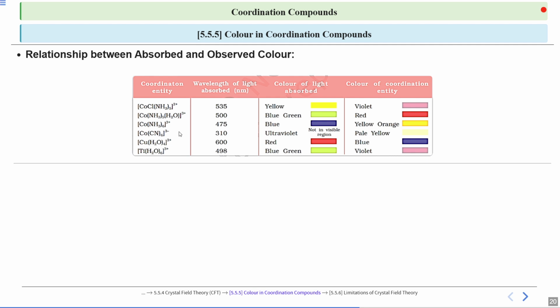Similarly, for this complex, the wavelength of light absorbed is 310. The color of light it is absorbing is ultraviolet, which means it is not present in the visible region. But it shows the complementary color of that ultraviolet light, which is pale yellow. Similarly, the other two complexes will also absorb a particular wavelength of light and show the complementary color of the absorbed light.